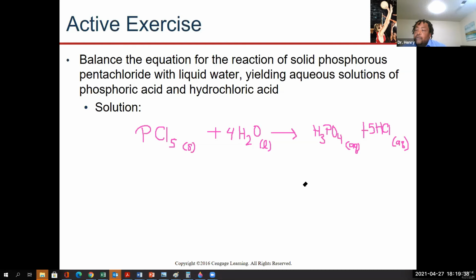Okay. So we have 3 hydrogens here, 5 hydrogens here. So that's a total of 8. 4 times 2 is 8. We have 4 oxygens here, we have 4 oxygens here. 1 phosphorus, 1 phosphorus. Looks good to me. Piece of cake. Good. Moving on.